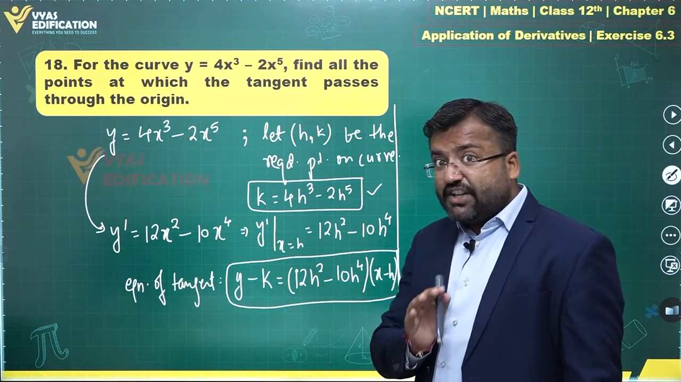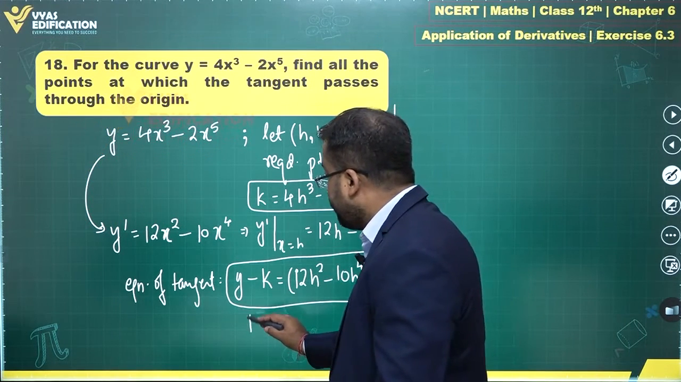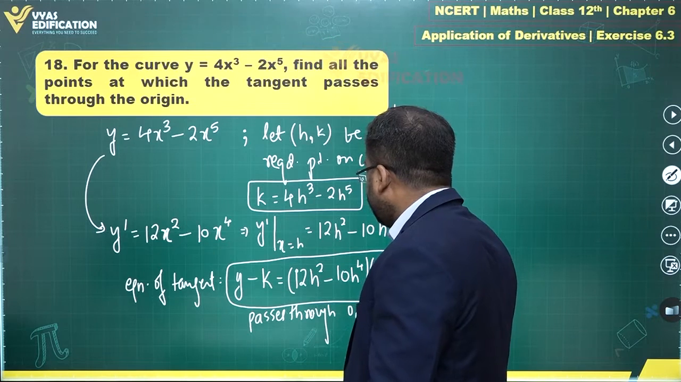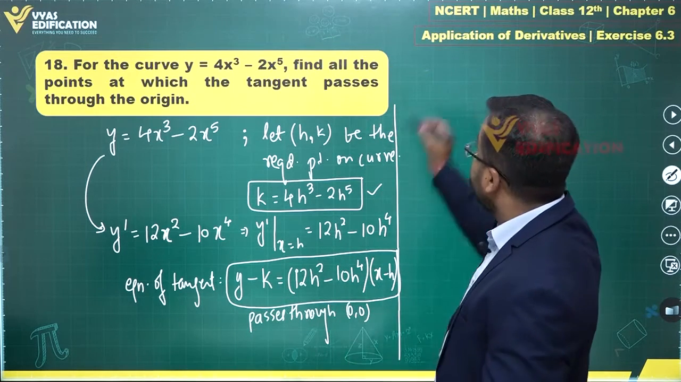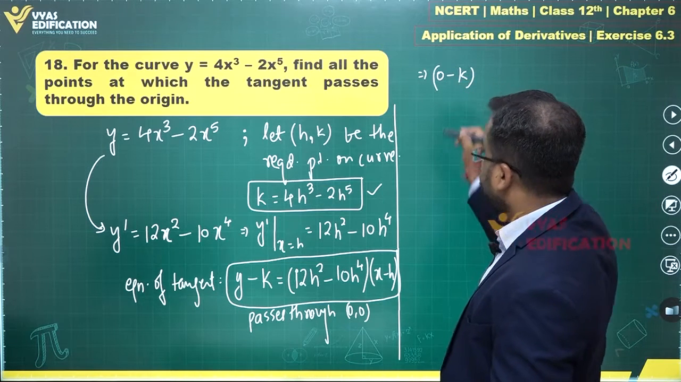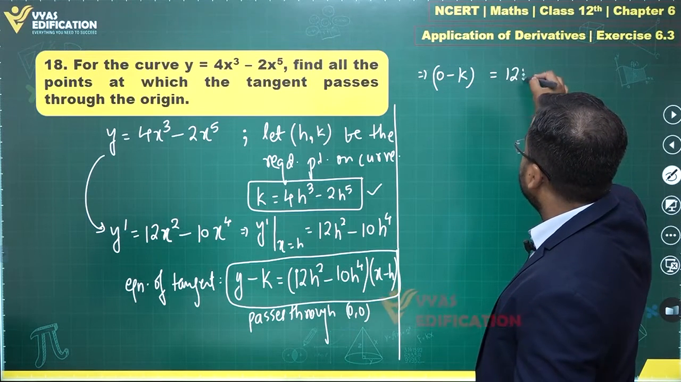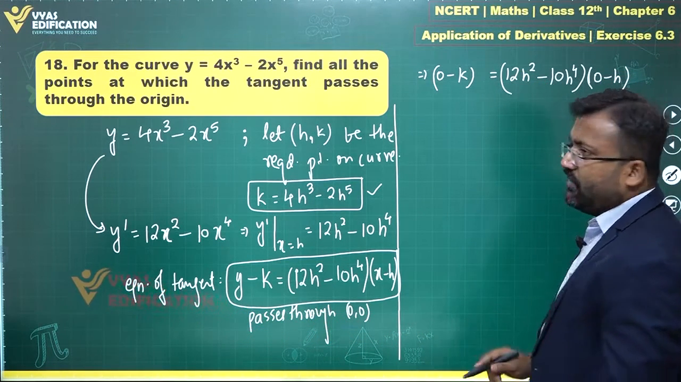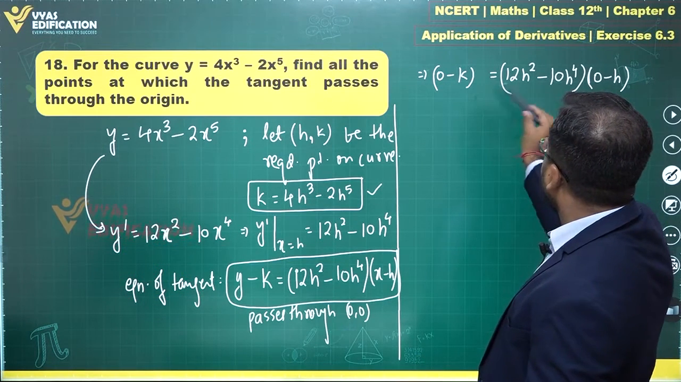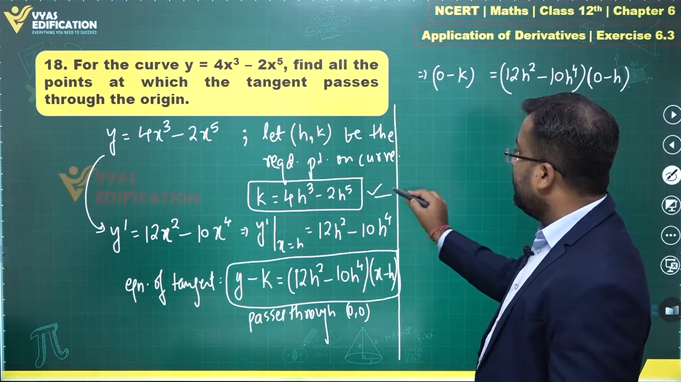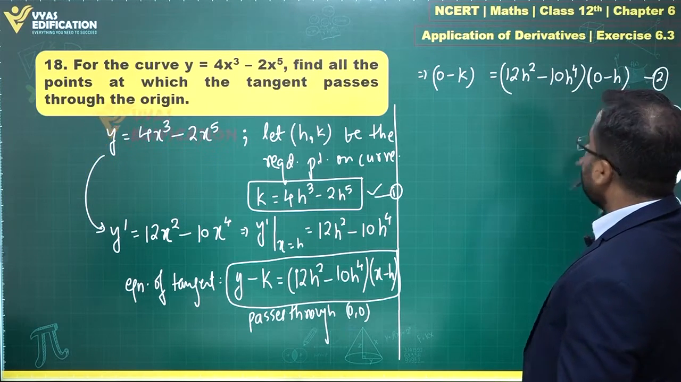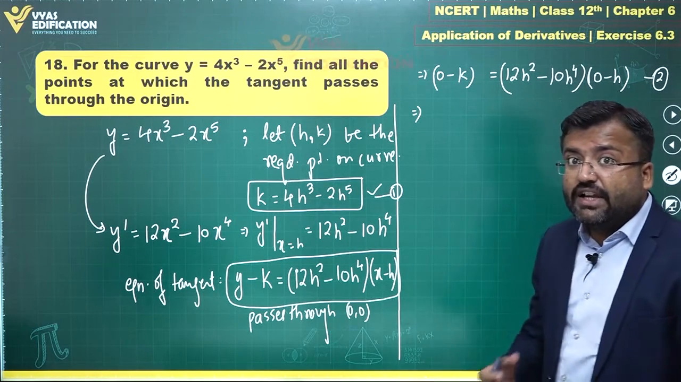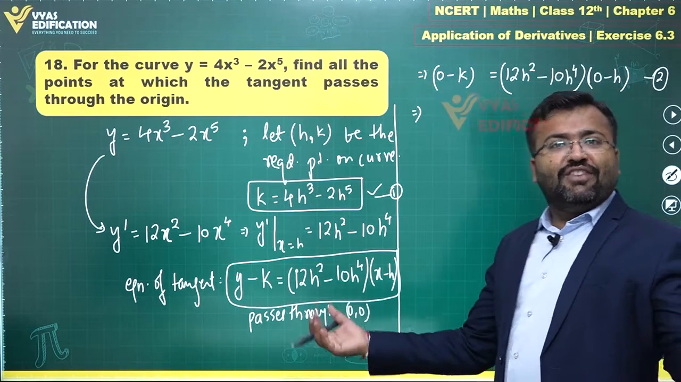Okay, and there's another condition given on this tangent, that this tangent passes through the origin, 0 comma 0. So x and y can be replaced by 0 comma 0. This gives me 0 minus k is equal to 12h square minus 10h power 4 times 0 minus h. Okay, once you are aware of this, you can see that there is another relation between h and k. There's one relation already over here. This is the first one and this is the second one maybe. We can use the first one and the second one, yes. The value of k can be substituted from here to here and we'll get a single equation in terms of h. From there I will get h, right?